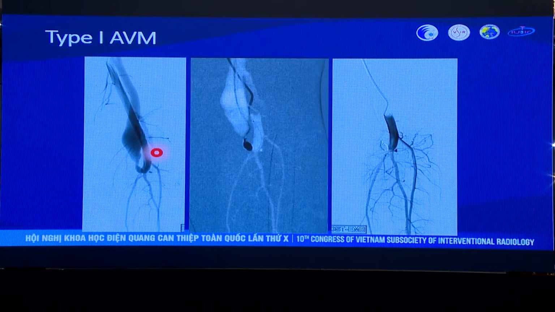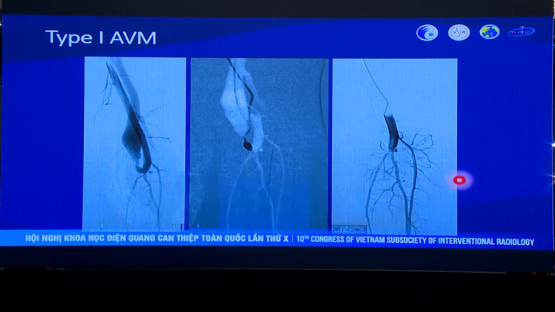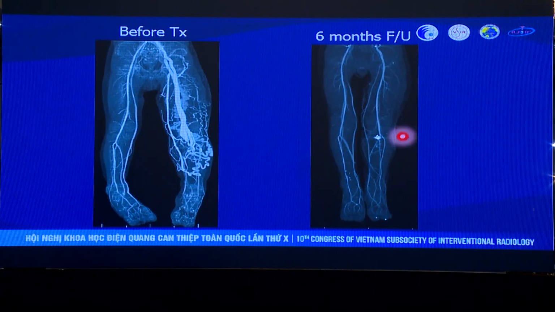And this is another example of the type 1 fistula type. You can see the one feeding artery and dilated draining vein. In this case, we can use a few coil insertions, and this is the follow-up imaging. We didn't treat the enlarged draining vein in this type of AVM.